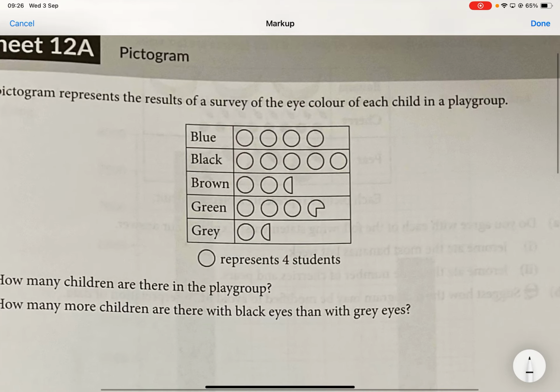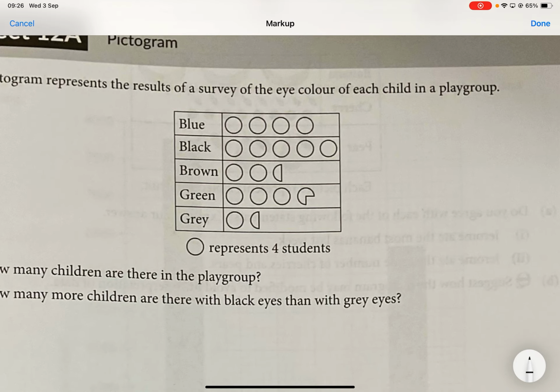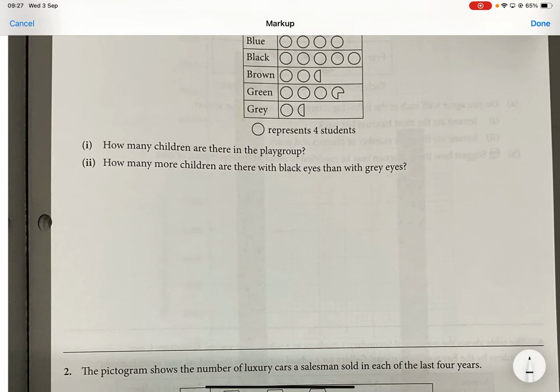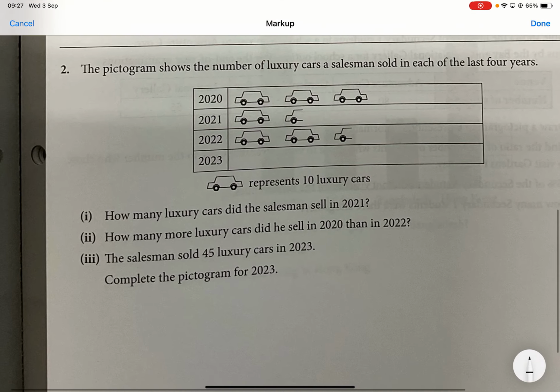So instead of writing numbers, we use a pictogram, and then they will tell you each circle is 4 students. So how many students blue eye, how many students black eye, how many students brown eye, green eye, gray eye. This is the whole story that the data is telling us. Then each circle is 4 students. So there are 4 circles, means 4 times 4, 16 students. Okay? So this is what we went through last lesson.